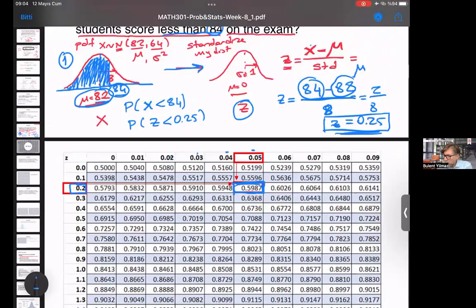Okay, so the middle part is 50%. So it's a little bit over 50%. So totally it is 59.87% of the students will get a score less than 84. That means if I randomly select a person who takes this exam, the probability that they get a score less than 84 is 0.59. That means in 59% of the cases I will select a person who will get a score less than 84. Okay, is that clear, guys? Did you understand this part?